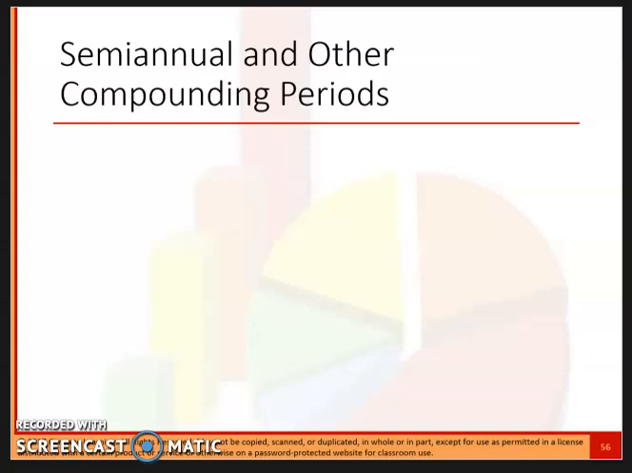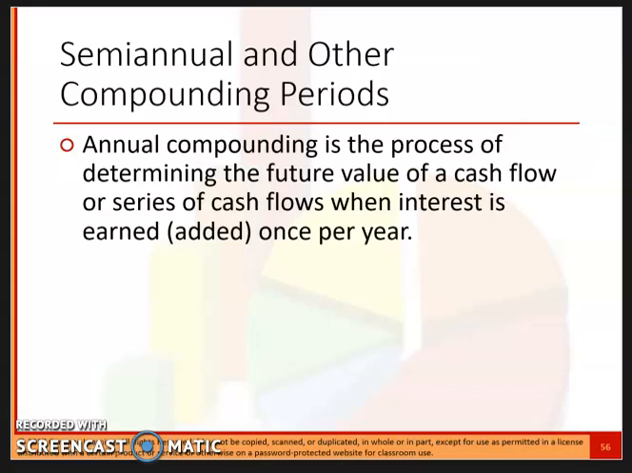Okay, so compounding periods. Compounding periods refers to the number of times in a period that the interest is calculated, when we calculate the future value or the present value. We may encounter compounding periods. For example, your mortgage or your car payment is going to use monthly compounding.